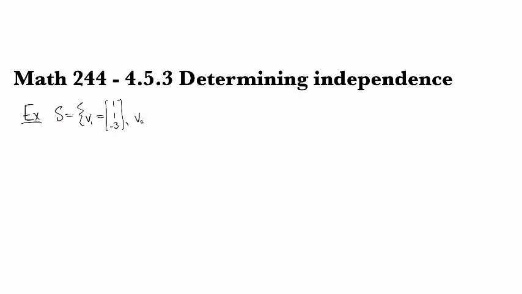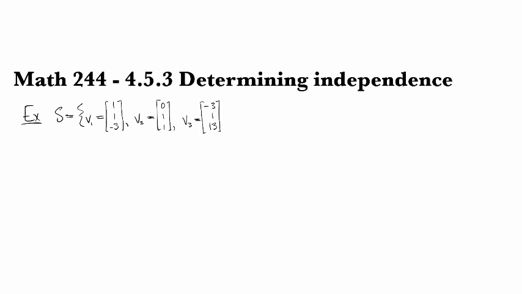So what kinds of questions might you be asked about linear independence? Well, the most common natural example is, here's a set of vectors. Is this linearly independent? So let's take a look at an example of this type. Let's take our set of vectors to be, we'll take v1 to be (1, 1, -3), and v2 to be (0, 1, 1), and v3 to be (-3, 1, 13), just to make life interesting.